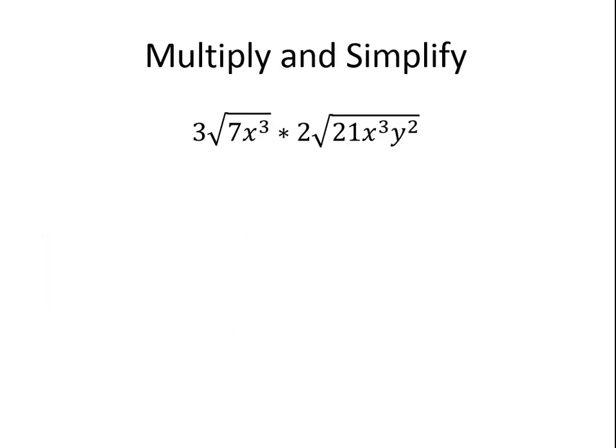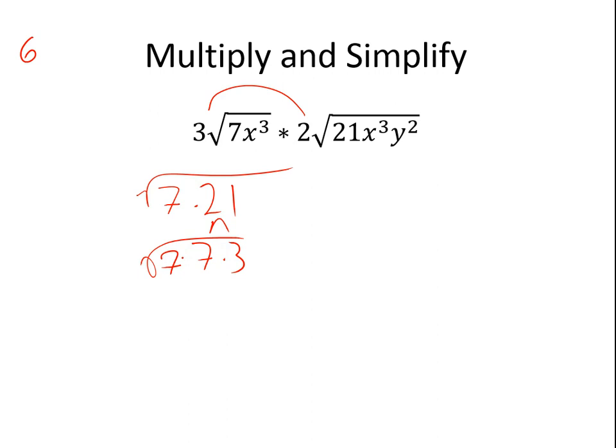So, multiplying and simplifying. Again, the numbers out front, we multiply those two together, so we're going to have a 6 out front. On the inside, we put all those together, which gives us the square root of 7 times 21. 21 breaks down to 7 times 3, so under the radical we have 7 times 7 times 3. The 7s come out, so we can put 6 times 7, and underneath the radical we're going to have a 3.